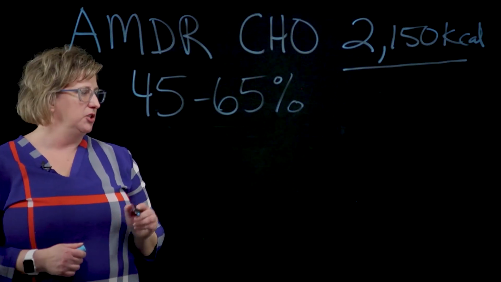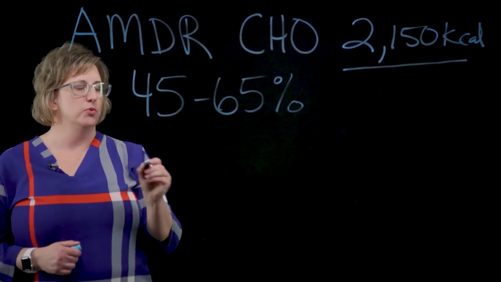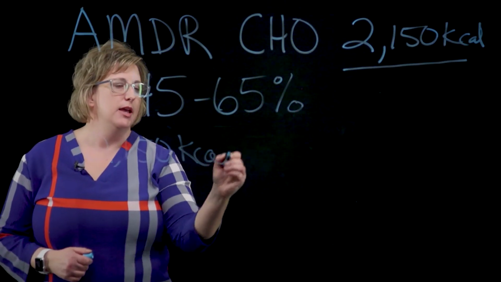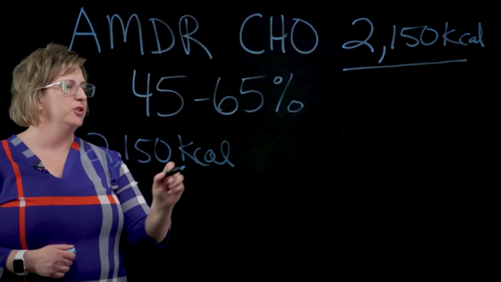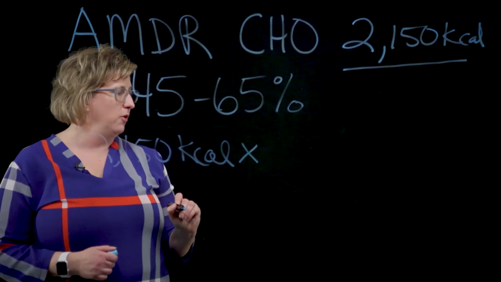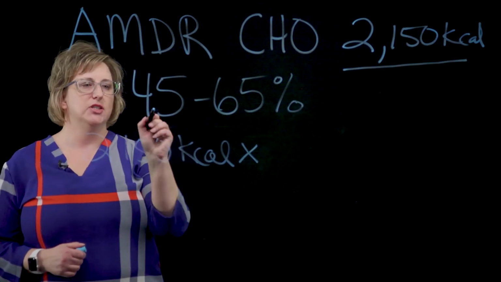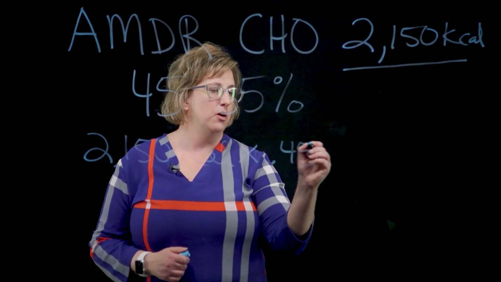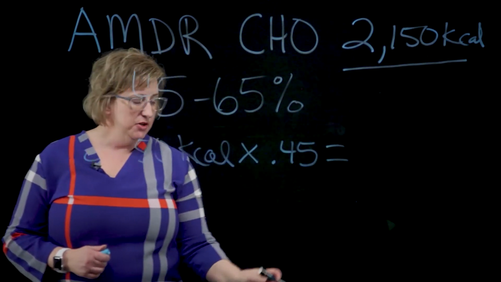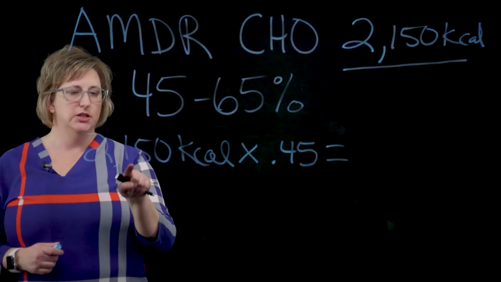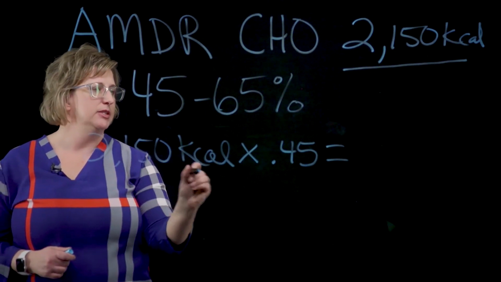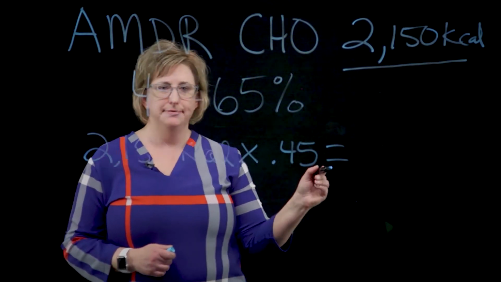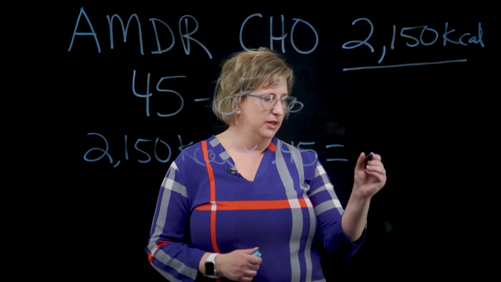So the first thing that we need to do is break these down and look at them in the range. So we're going to take the 2,150 kcals, and what do you think we're going to do that we've been talking about? We're going to multiply it by what? 45 to 65%. So how do you express 45% in a math equation? So we're going to do 0.45. So now you need to get your calculators out, and what we're going to do is take 2,150 kcals and multiply it by 0.45. So when you do that, what do you get? Go ahead and enter that into your calculator now.